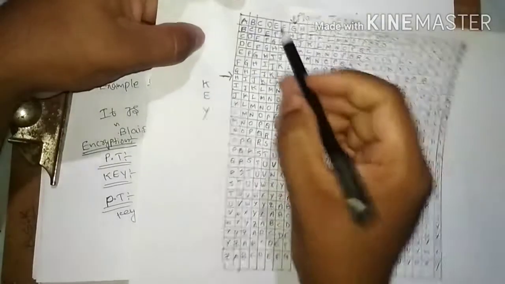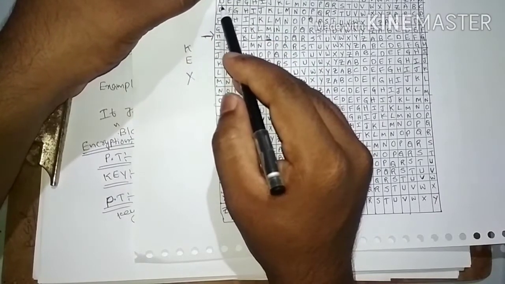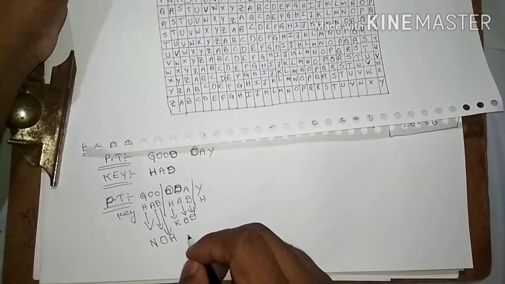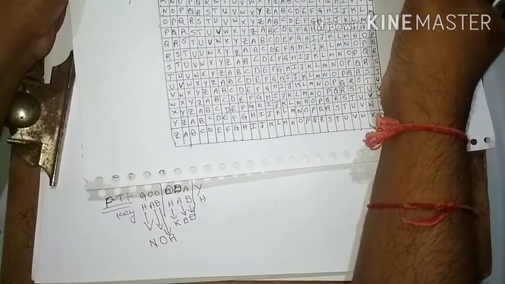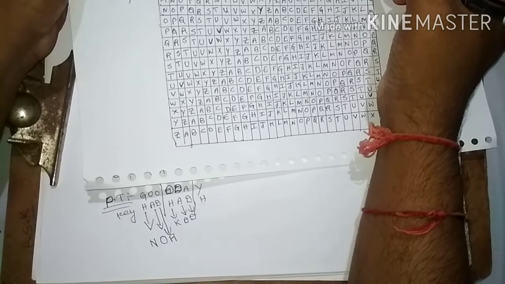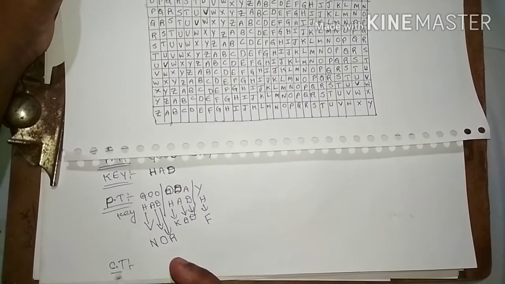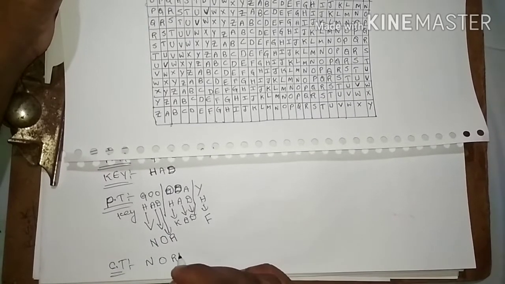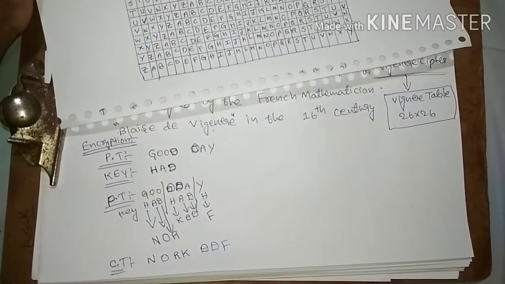Next, D and A. The ciphertext is D. Next, A and D. The ciphertext is D. Next, Y and H. This is the Y. This is the H. The ciphertext is F. So the ciphertext is NORKDDF. This is the ciphertext for the given plain text in this encryption.